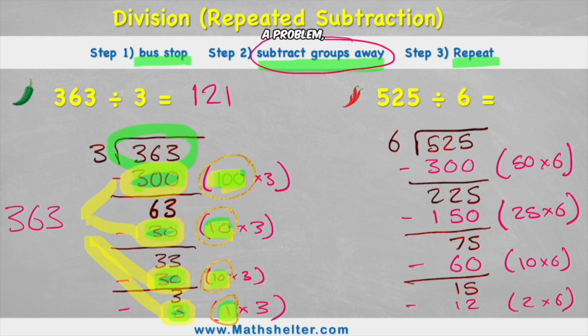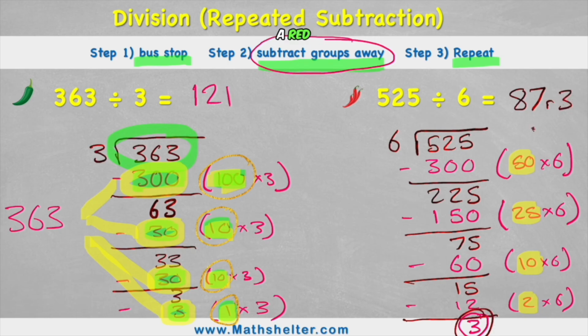But now I have a problem. And this is what makes this question a red chili challenge. Because here I have 3 left over. And I can't take any groups of 6 away from 3 because 3 is too small. So what do I do? Well, I'm going to use this 3 as a remainder. So let's first add up how many groups I took away. I took away 50 plus 25 plus 10 and plus 2, which is 87. And then I had this 3 left over, so I can put remainder 3. And there we go. That's a red chili challenge.